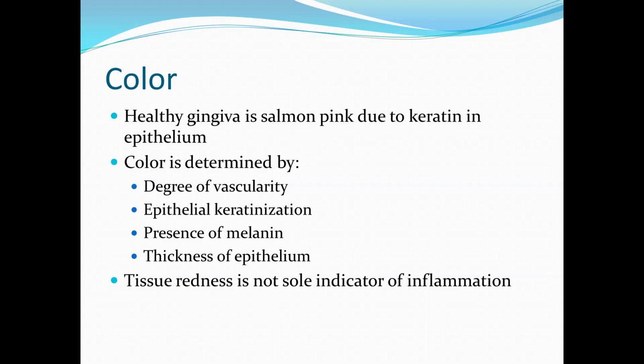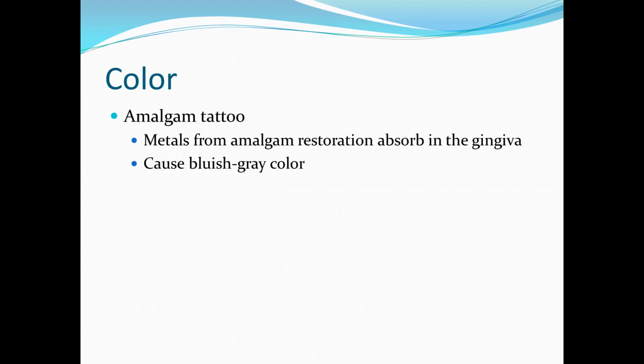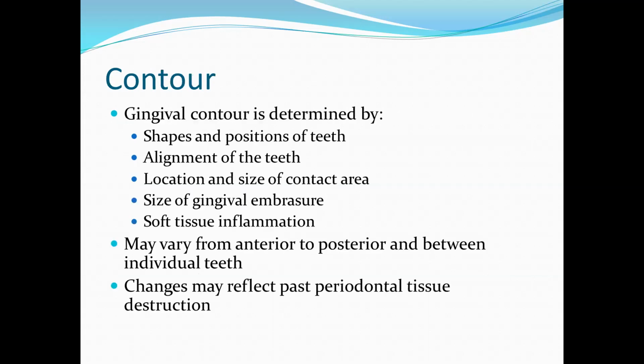In perio, there are grades where you determine how thick that epithelium is, because if you're a thin gummed person, you have more of a chance of having recession than if you're a thick gummed person. And it also lets the periodontist know, if you're a thin gummed person, where they might need to be taking their donor sites from. But tissue redness is not the only thing that we're looking for. We're looking for color, we're looking for size, okay? We're looking at, is this an amalgam tattoo or is it cancer? And you've seen pictures of that.